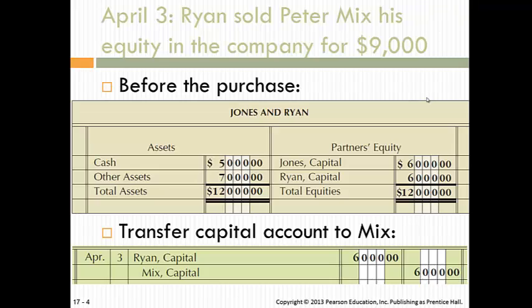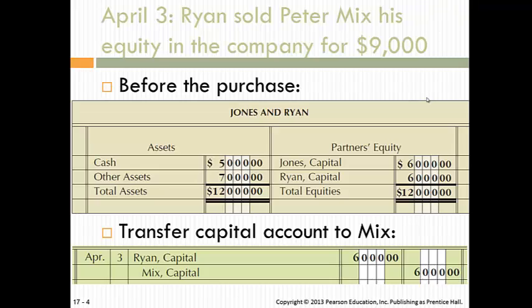To journalize this transaction, we debit Ryan's capital account for $6,000. This zeroes out Ryan's capital account because he sold it and is no longer a part of the partnership. We admit the new partner, Mix, by crediting Mix capital for $6,000.